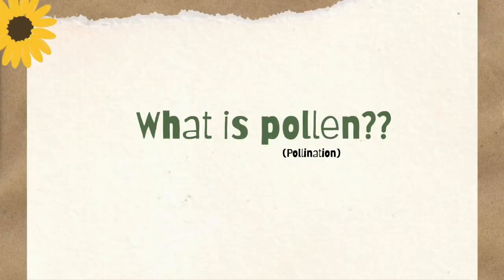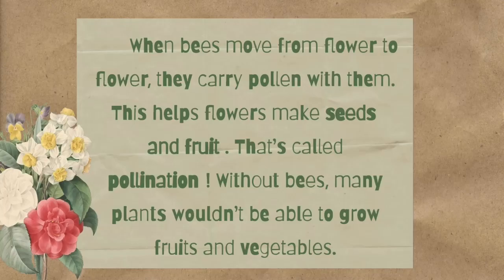Next, what is pollen? How many of you have seen pollen? So, pollination happens when bees move from flower to flower. They carry pollen with them. This helps flowers make seeds and fruit. That's called pollination. Without bees, many plants would not be able to grow fruits and vegetables.